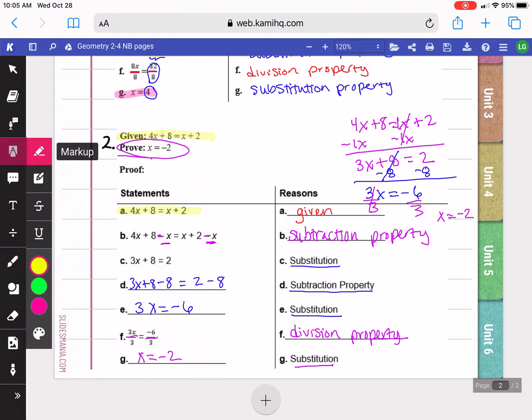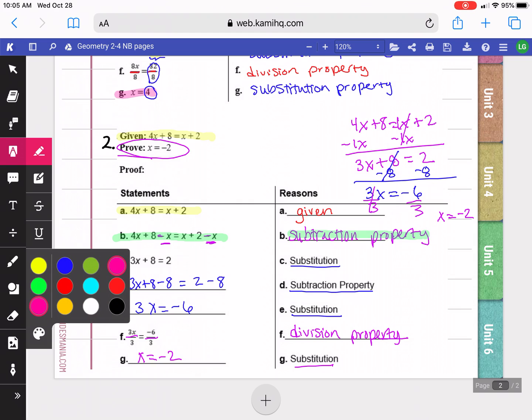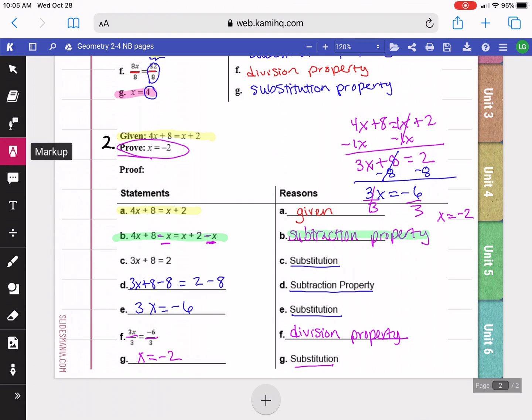So again, if you focus up here, like on this step, we subtracted x from both sides. So that was called the subtraction property. On the next step, we just simplified that. So since we just simplified it, and this side 4x minus x became 3x plus 8. On the other side, x minus x canceled, and we just got 2. We were just simplifying it there. So since we just simplified, that's called substitution. So usually after you use a property, you're simplifying, and that's called substitution.